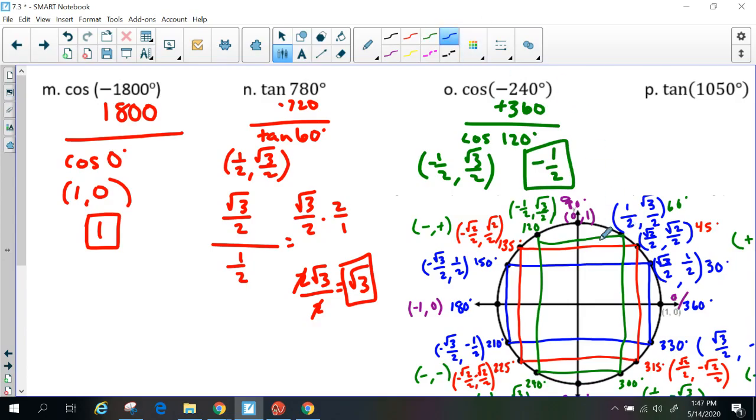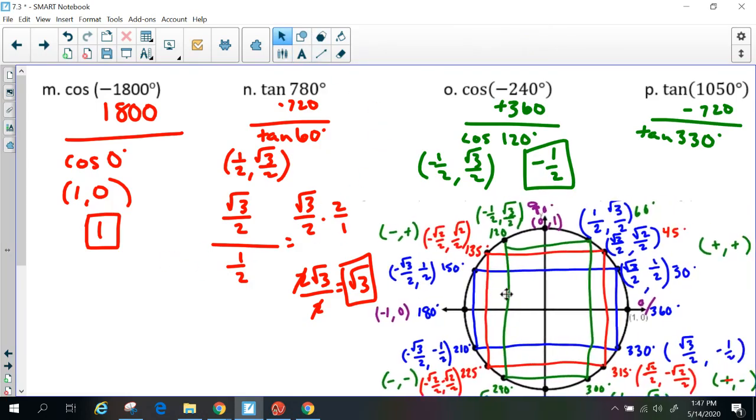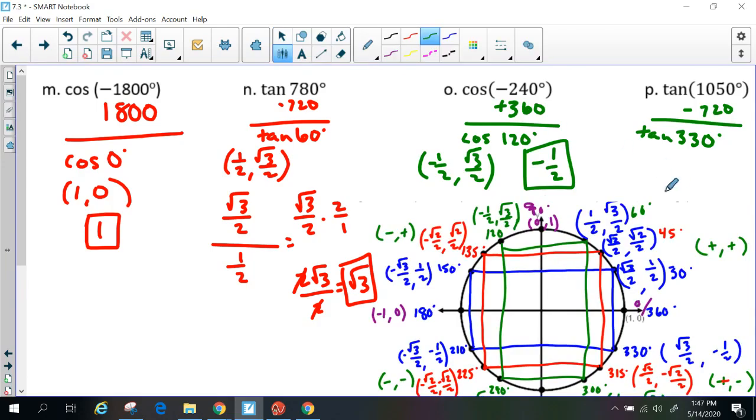And the last one here, the tangent of 1050. Subtract off another 720, 2 times around the circle. We're looking at the tangent of 330 degrees. As I can see there, we're at root 3 over 2, negative 1/2.